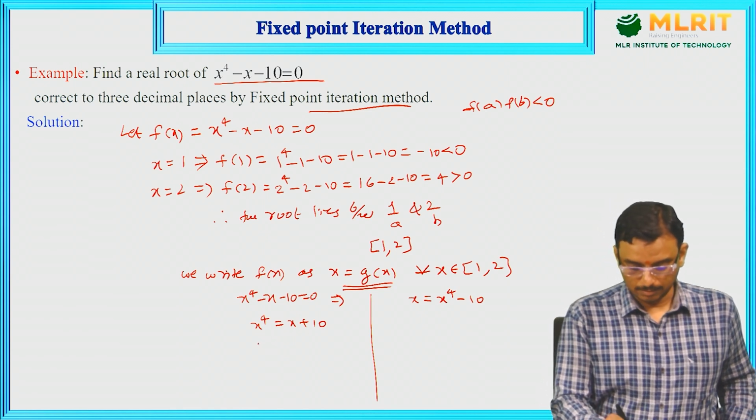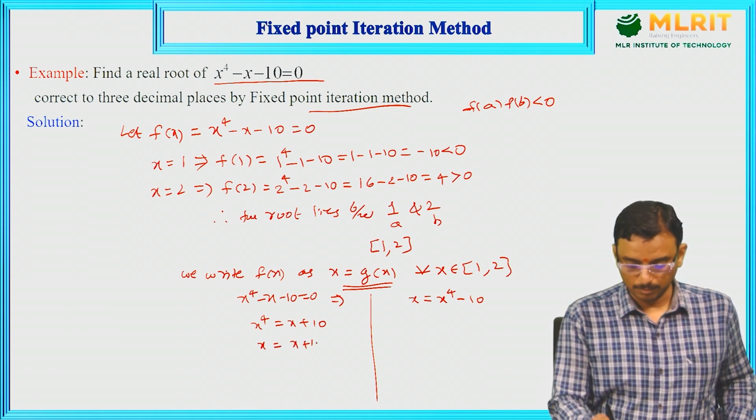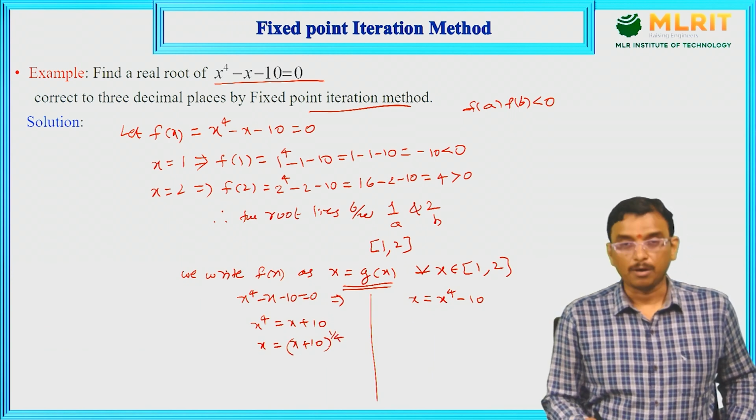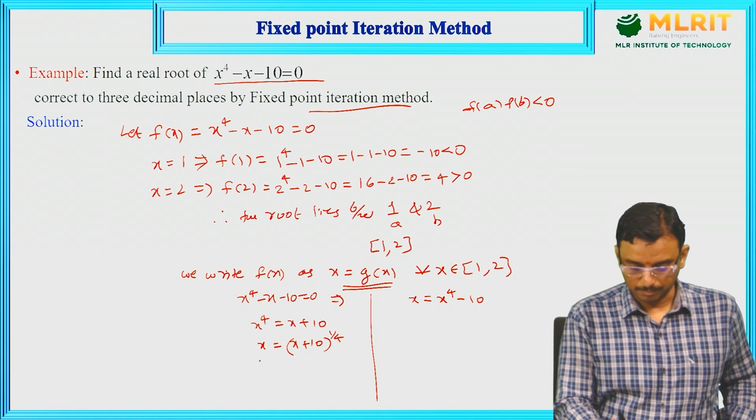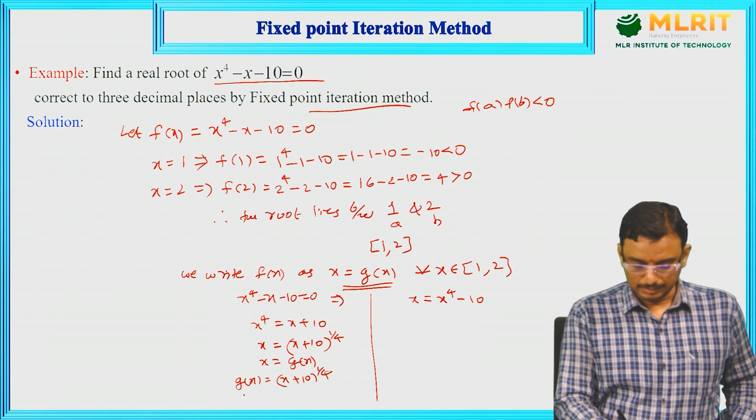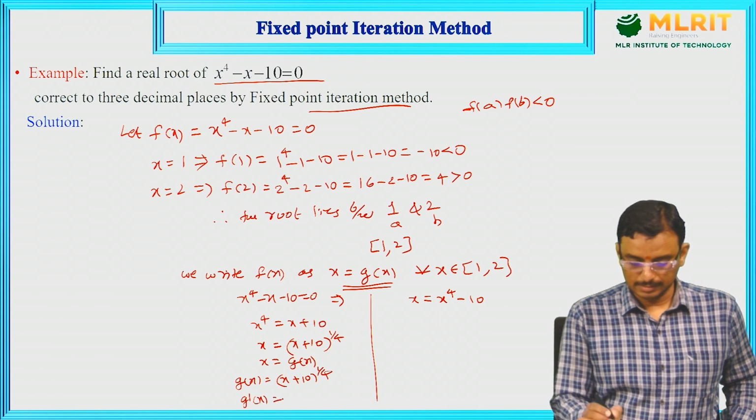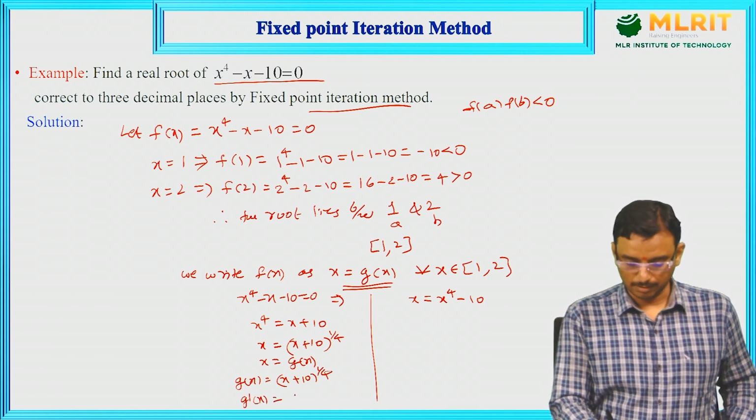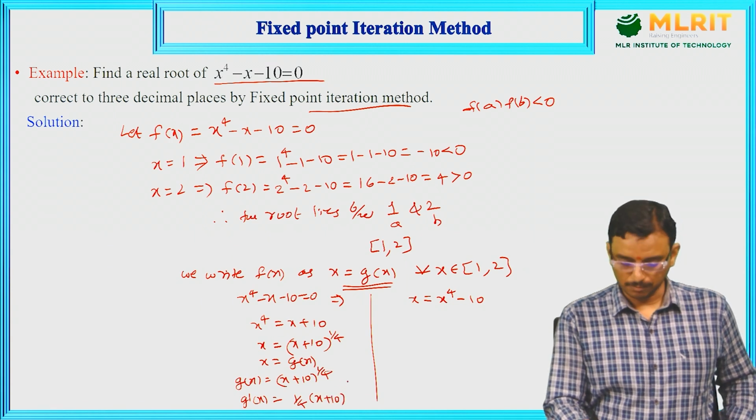x is equal to, I am taking (x plus 10) whole to the power 1 by 4. And this is of the form x is equal to g of x. So here our g of x is equal to (x plus 10) whole to the power 1 by 4. Now we find g dash of x. So g dash of x is equal to the derivative of this, so 1 by 4 into (x plus 10) whole to the power 1 by 4 minus 1, that is minus 3 by 4.